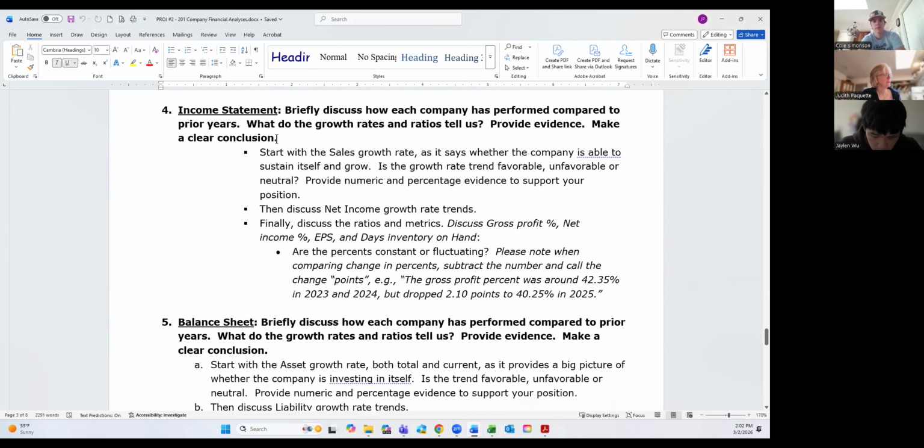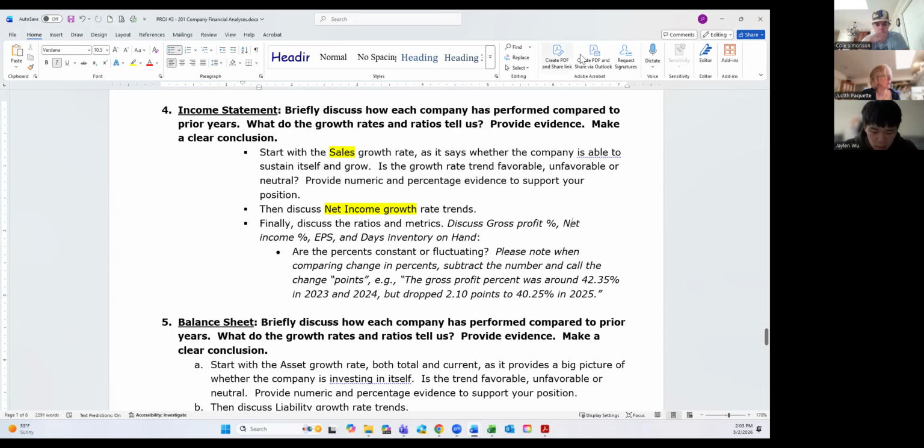So on your income statement page, always start with sales, then net income, growth rates. Finally, discuss gross profit percent, and then you're done. You don't need to discuss every item above. Then discuss the ratios: gross profit percent, net income percent, EPS, and days inventory on hand. You don't need to discuss inventory turns and days inventory on hand. I did both. You don't need to, because it's the same thing, just a different way of looking at the same data.